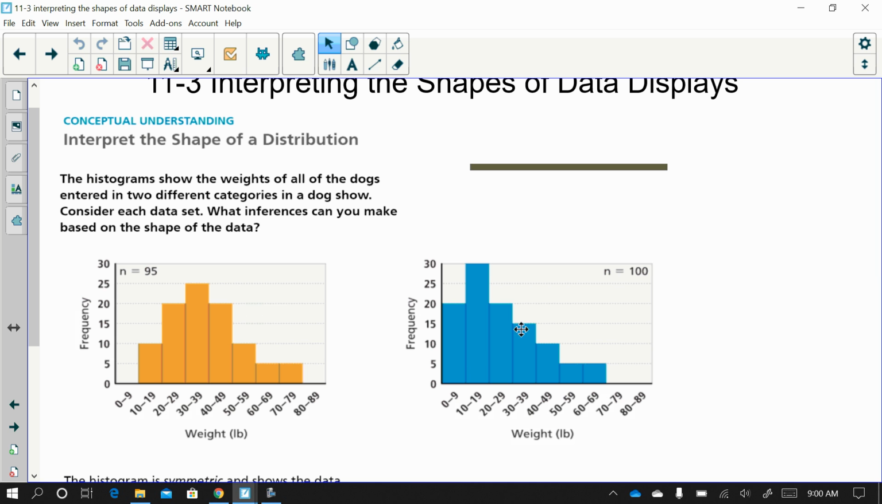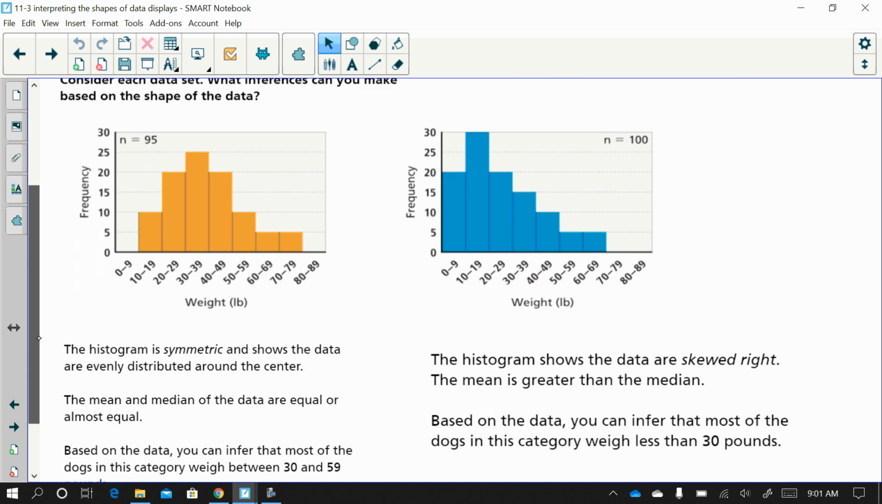Then if I look at the blue graph, n equals 100, so our sample size is 100. So we're looking at almost the same number of dogs. We have frequency again here on the y-axis, weight here on the x. So we've got 20 dogs here that are 0 to 9 pounds, 30 that are 10 to 19, 20 that are between 20 and 29 pounds, and so on. You notice this one doesn't look as symmetrical as the orange graph. So let's see what that means.